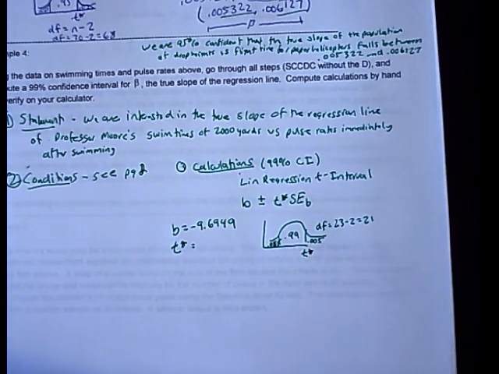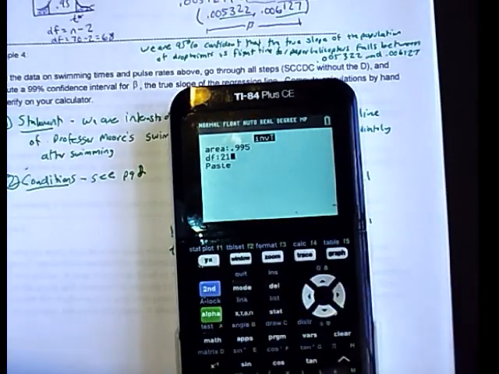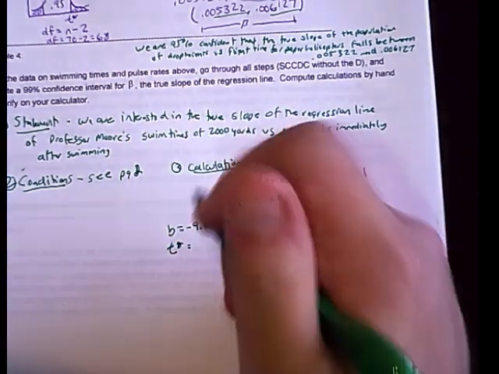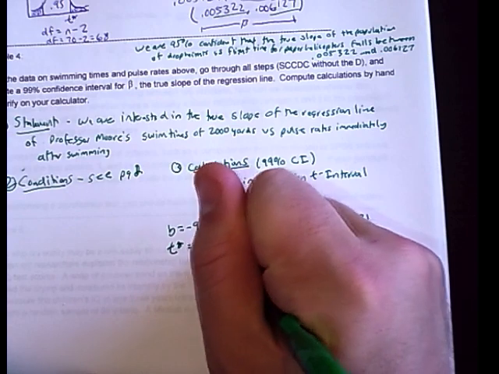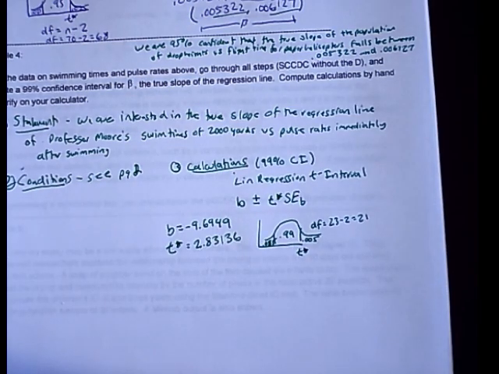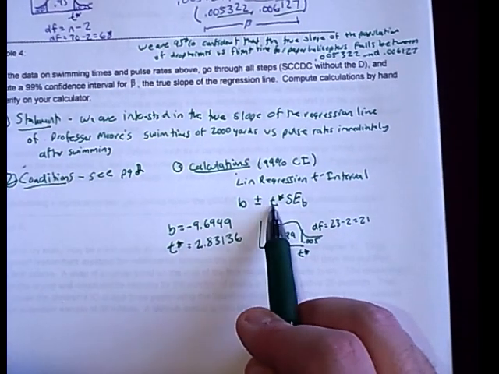And so if I go under my inverse T, I'd have to enter those numbers. 99% plus the half of a percent. Paste. 2.83136. So now I know that.